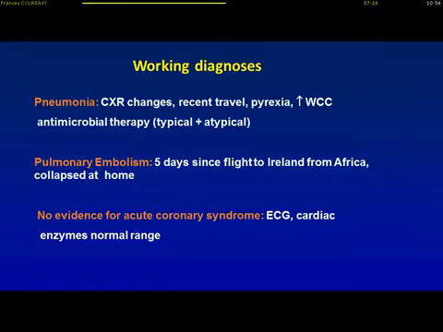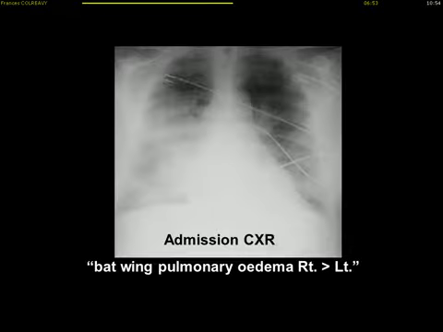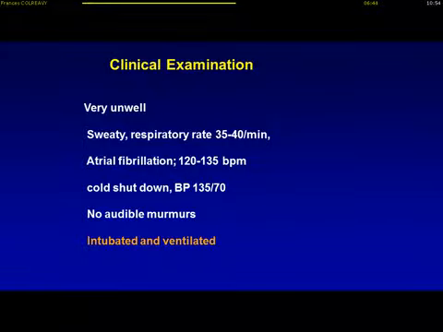The working diagnosis was pneumonia because he had chest x-ray changes after recent travel. He had a pyrexia and elevated white cell count, so typical and atypical antimicrobial therapy was instituted. A pulmonary embolism couldn't be ruled out since he'd had a long-distance flight and an acute collapse. There was no evidence of any acute coronary syndrome by ECG or troponin changes. And his chest x-ray looked like this. He had bilateral pulmonary edema, more marked on the right side than the left.